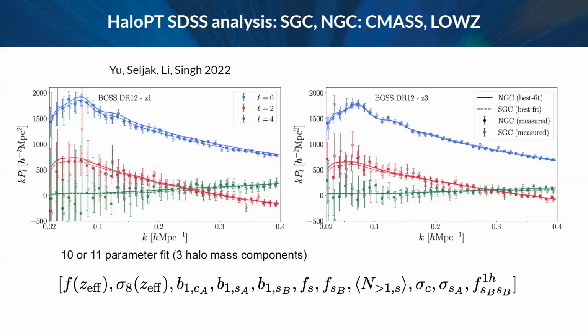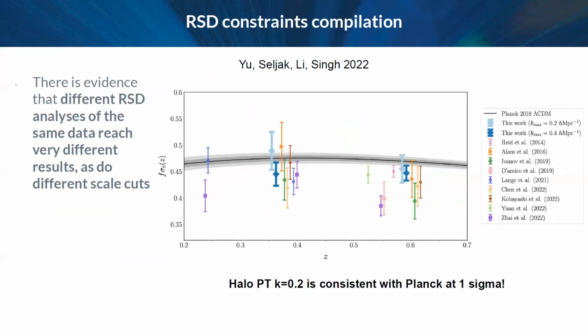Here, I just want to show you how this modeling goes. This is for the DR12 analysis for SDSS. This is a monopole, this is a quadrupole, this is a hexadecapole. You see the models reproduce the data pretty well, but the models have a lot of free parameters. So what is more important is, do the models agree with each other? And here the answer is not clear.